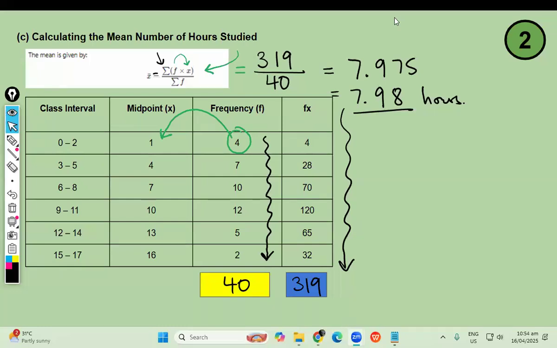Let's move on. Right, another question. Is it okay to round it off to 8, because 7.98 is close to 8? The answer is no. 2 decimal places. 2 decimal places. Don't make that mistake in the exam.